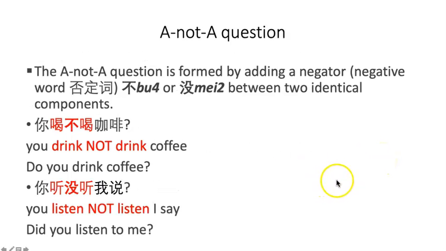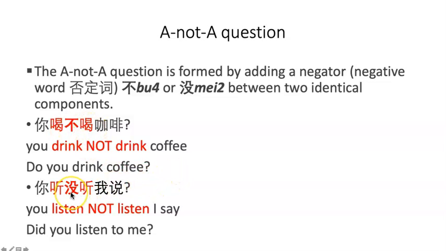The next type of question is called a not a question. The a not a question is formed by adding a negator or negative word 不 or 没 between two identical components. For example, 你喝不喝咖啡? So 不 is between the two components forming the a not a question. So a represents 喝, not is 不, and the second 喝 is also a. So 喝不喝, a not a question.